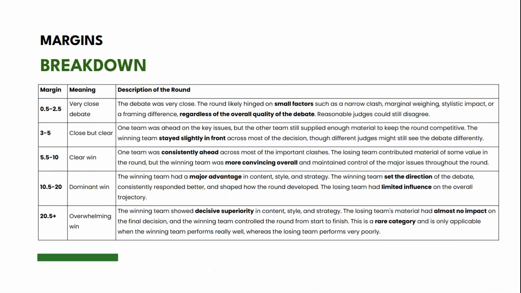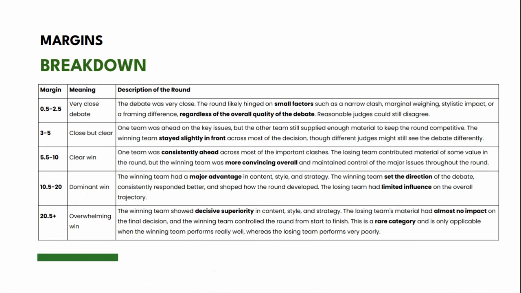I want to note one last thing here. If you look at the range of margins, they are quite large ranges. So, for example, on the dominant win margin band, you can see it's between 10.5 to 20. That's quite a large margin. Now, how do you figure out the most appropriate placement then? What you should ask yourself is, based on the description of the round, to what extent are you on the upper end of the band or the lower end of the band?